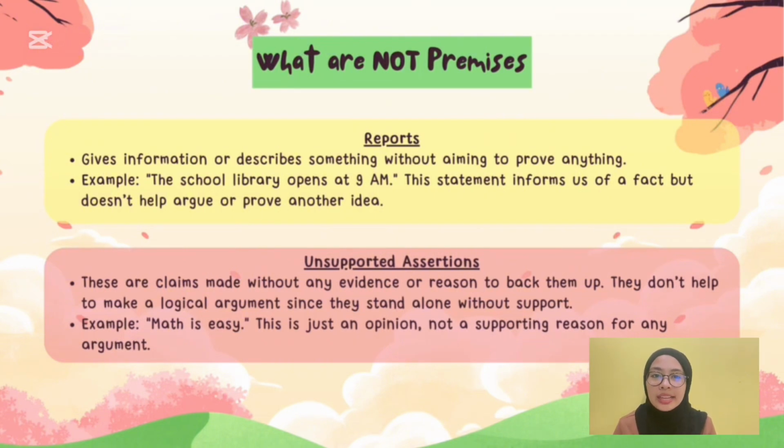And then the second one is unsupported assertions. These are claims made without any evidence or reason to back them up. They don't help to make a logical argument since they stand alone without support. For example, maths is easy. This is just an opinion, not a supporting reason for any argument. So this is not considered a premise as we cannot argue about it. It is based on one's opinion and can of course be different from other people's.